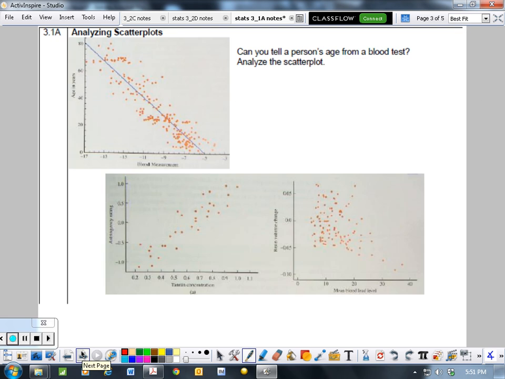Okay, so let's go ahead and analyze some scatter plots. Can you tell a person's age from a blood test? So this has a blood measurement, and this has our age. First, let's look at the direction. It definitely looks like it's going down, so this is a negative association. And I can interpret that as: as blood measurements increase, the age decreases.